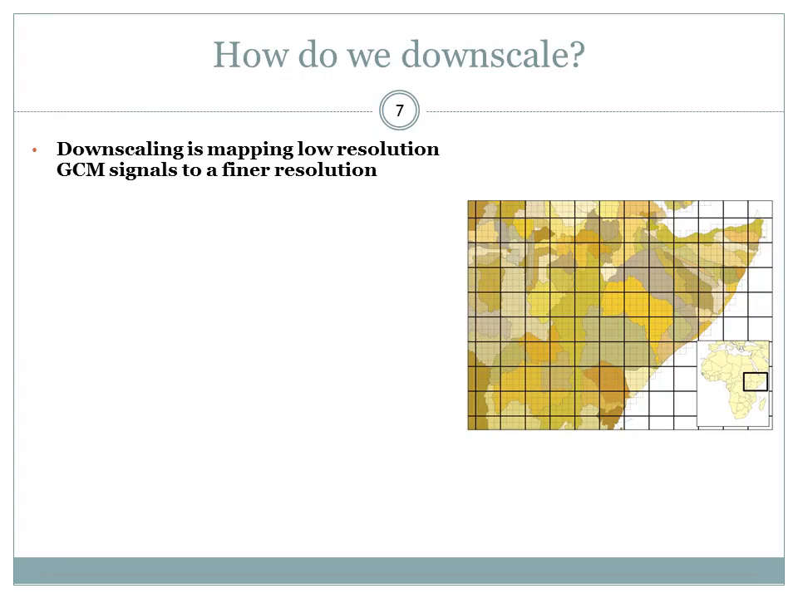Next, we'll talk about downscaling. So the goal of downscaling is to map low-resolution GCM signals to a finer resolution. And just to illustrate this point as a start, off on the right side of this slide, we see a map of the Horn of Africa. And this shows river basins, which are the colored shapes, light gray lines, and dark black lines. The light gray lines are half-degree resolution grid cells.